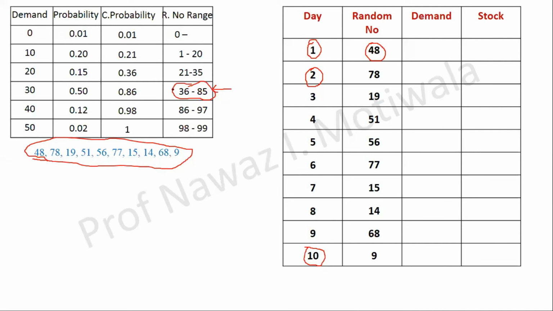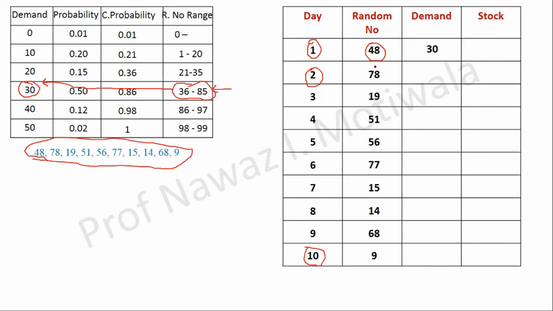Now what will we do? We will see what is the corresponding demand in this particular range. 30. So the particular demand on that particular day will be 30. So I will write 30 here. Now let us proceed further in a similar fashion.